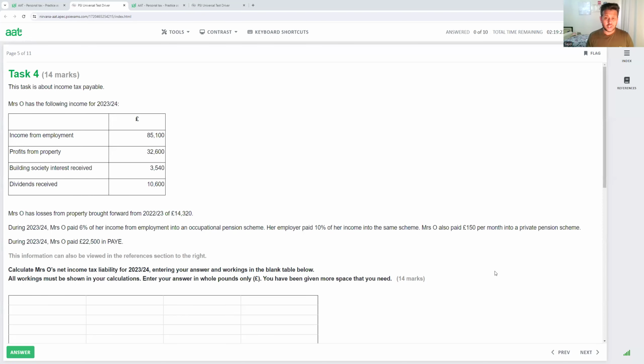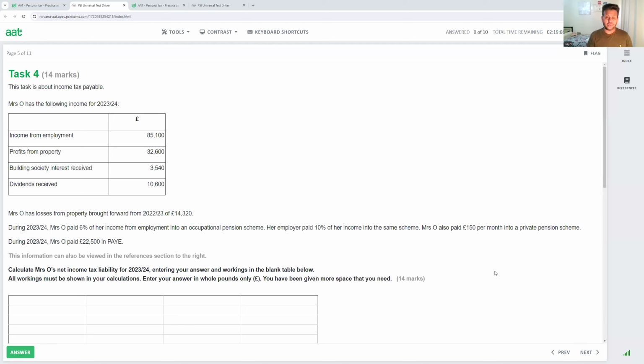Hello, everyone. In this session, we're going to talk about the Personal Tax Financial Act 23. I have received some emails from students, and they're asking us to go through a few questions from Practice Assessment 1 and Practice Assessment 2.